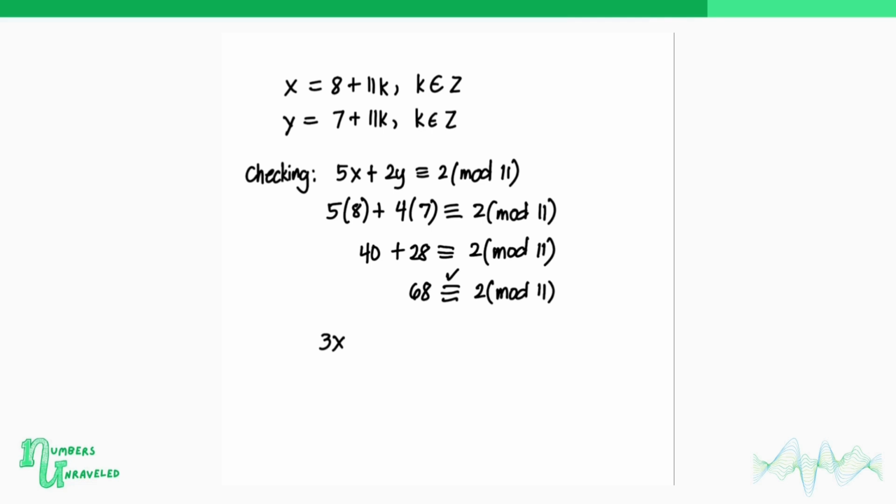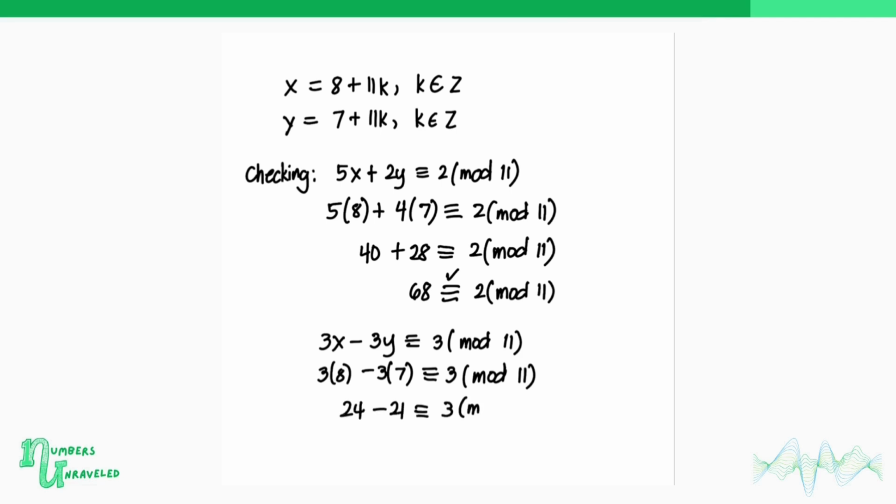The next congruence is 3x - 3y ≡ 3 (mod 11). So, 3 times 8 minus 3 times 7 is congruent to 3 modulo 11. We get 24 minus 21 is congruent to 3 modulo 11. So, that will yield a result of 3 is congruent to 3 modulo 11. Some of you would ask, why is 3 congruent to 3 modulo 11? The reason is that when we divide 3 by 11, the quotient is 0, and the remainder is 3.